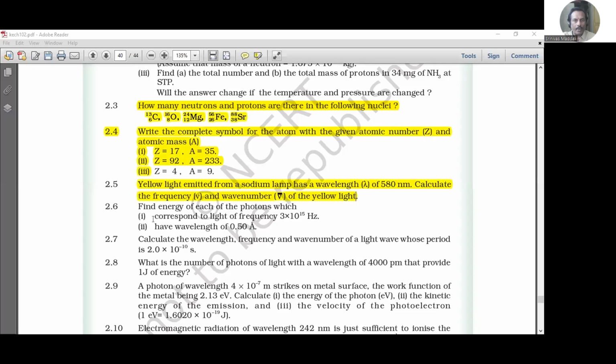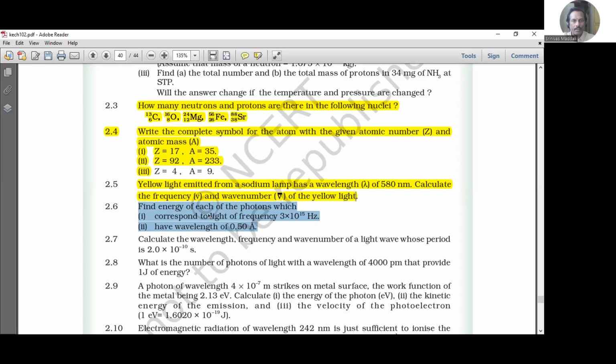So this time again we'll share the PDF. We'll move on to the next problem. The next problem is to find the energy of each of the photons. You have to find out the energy of the photons whose frequency is 3 into 10 to the power of 15 Hz and the wavelength is 0.5 angstrom units. Two different photons are given here. Each one has been given a particular value. The first one is the frequency 3 into 10 to the power of 15 Hz and the second one is 0.50 angstrom units, that is wavelength.